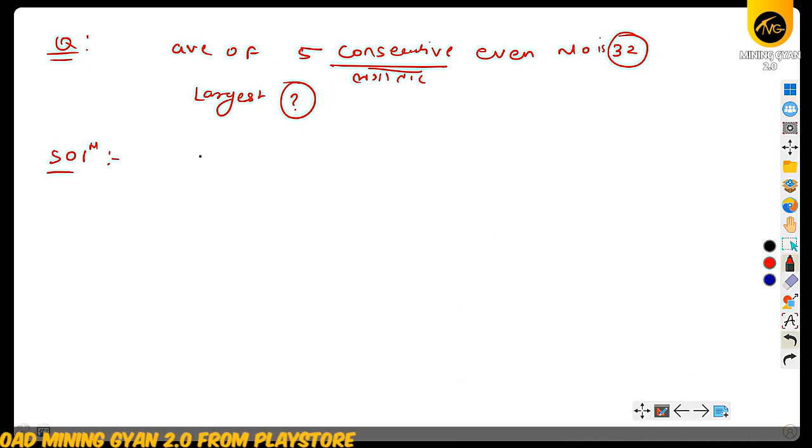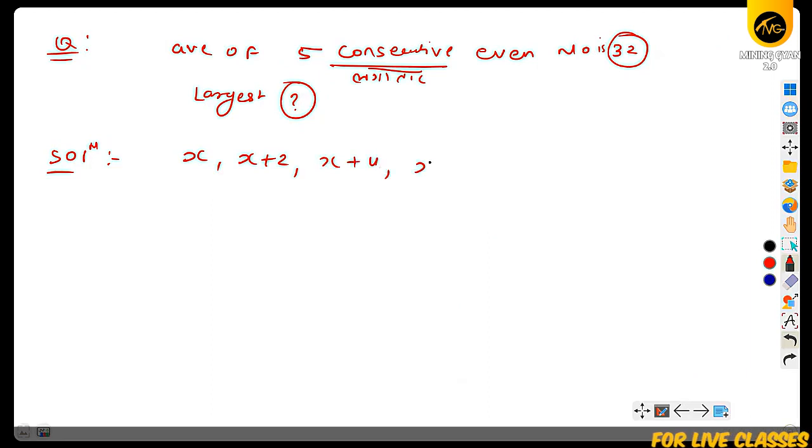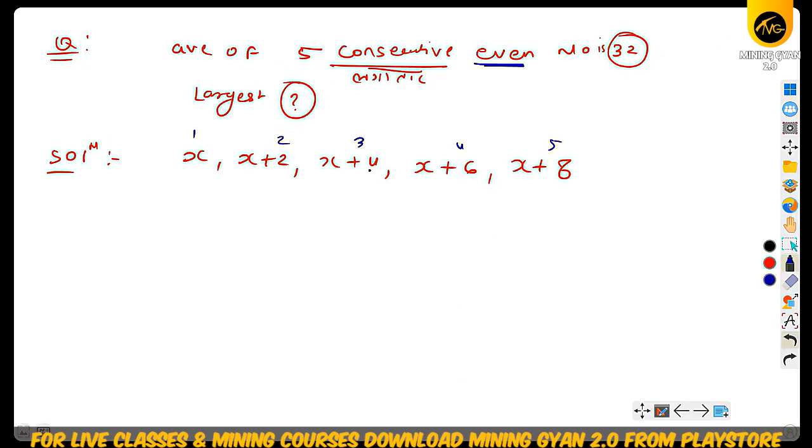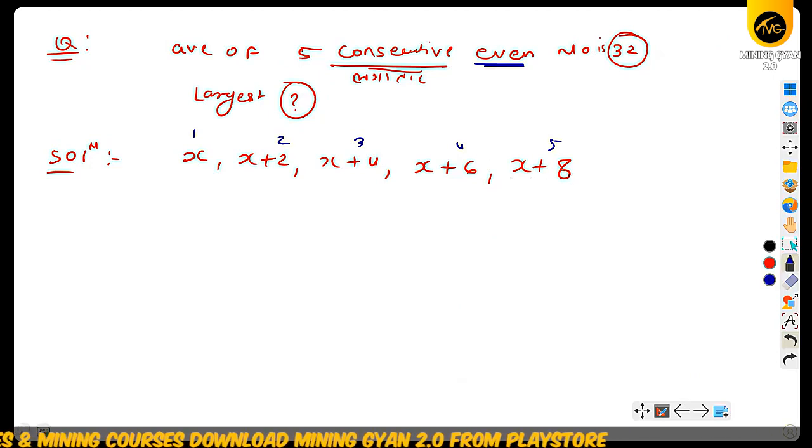Now in this case, we have 5 consecutive even numbers, na? Even numbers, that means x plus 2, x plus 4, x plus 6, and x plus 8. So this is the first number, second number, third number, fourth number, and fifth number. The difference between even numbers will be 2. That means x plus 2, x plus 4, x plus 6, x plus 8, like that.